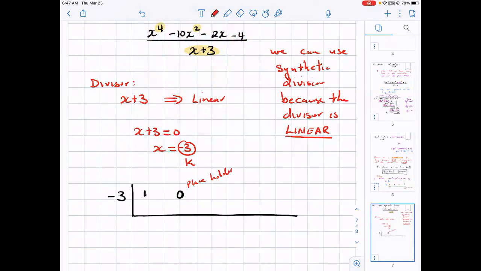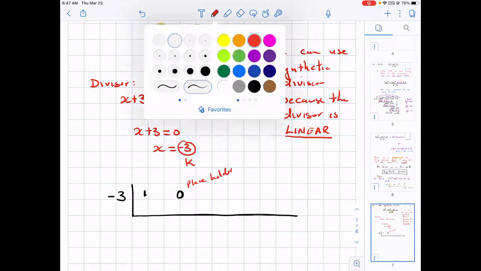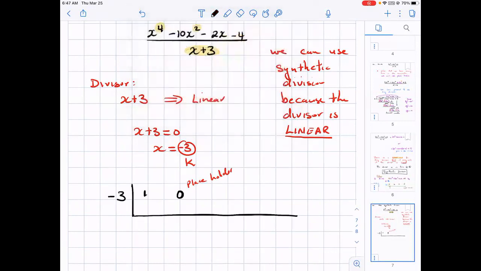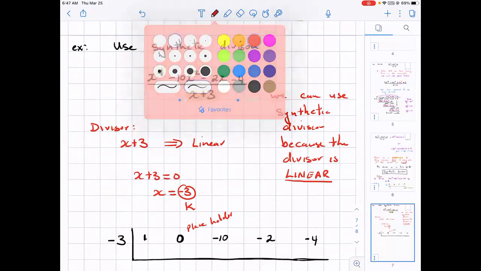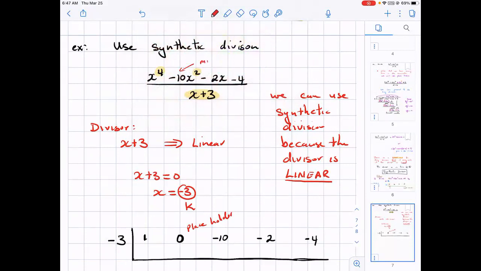Then we have a minus 10. Then we have a minus 2, and then we have a minus 4. So it's very important we have a missing term here, right? Missing x cubed term. Okay.